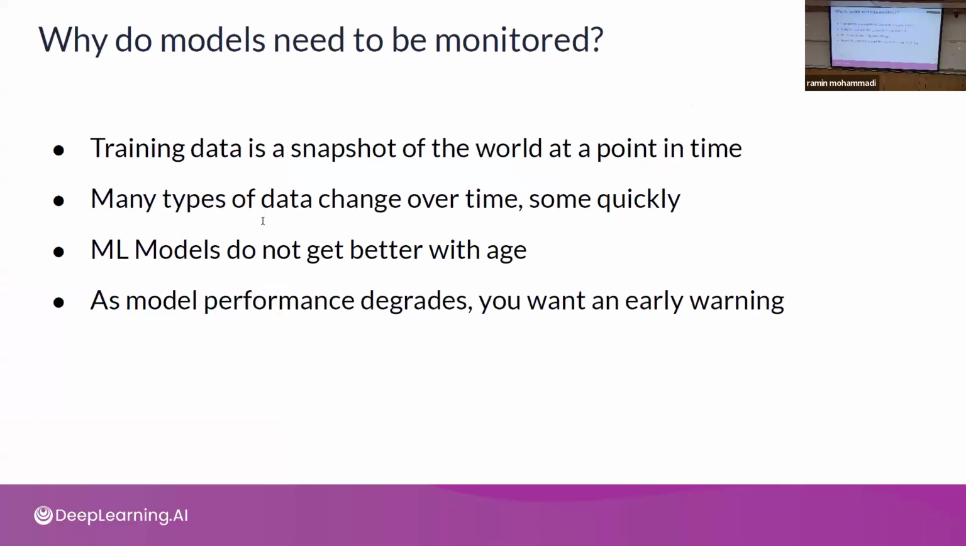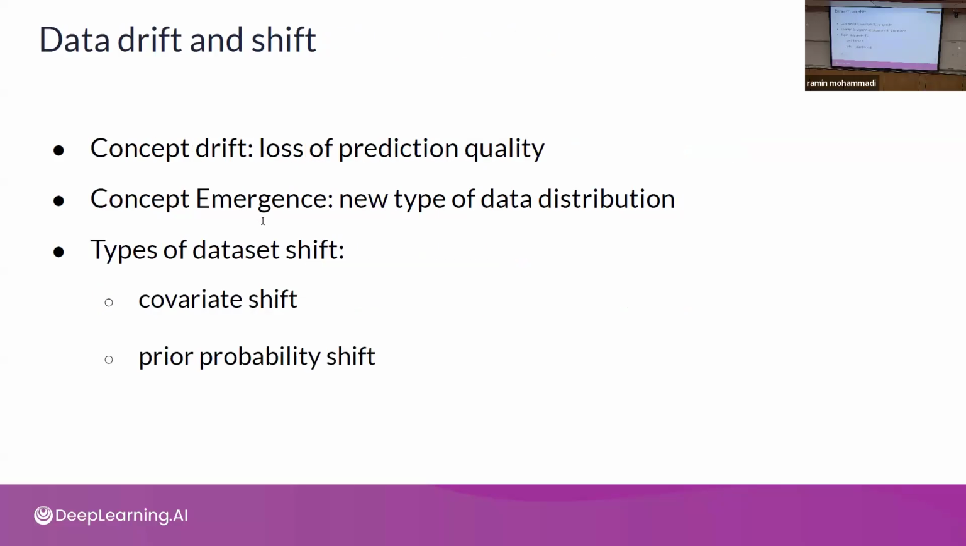One thing to always remember is that the training data that you have is just a snapshot of the world at that given time, right? So it's just a snapshot. Data changes over time. Models don't age well. Models actually perform worse. And normally when the model performance goes down, that's a warning sign. You need to always be sure that when you have a monitoring pipeline, you monitor for data drift, concept drift, data shift, and we talked about this before.